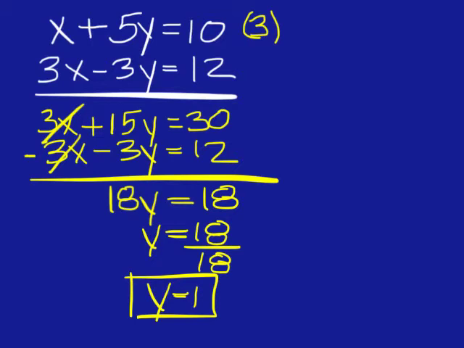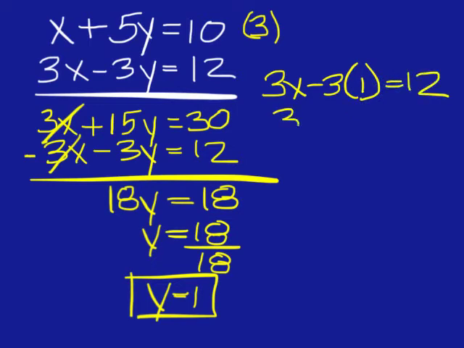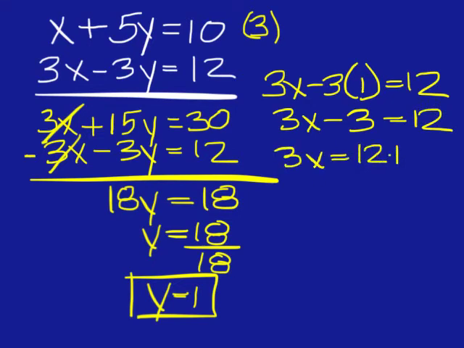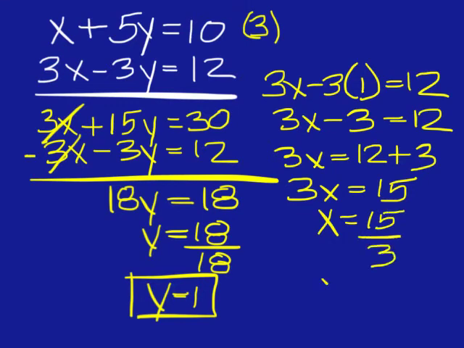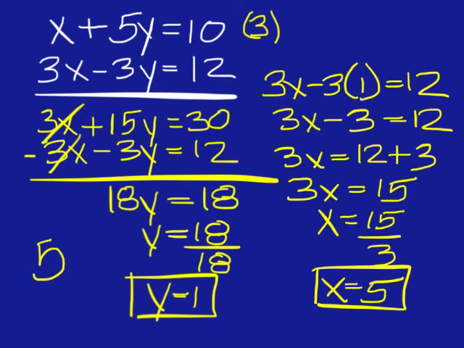Now plug that back into one of these two equations, this one or this one. I am going to choose this one. That will be 3x minus 3 times 1 equals 12. Simplify that to minus 3. Move that minus 3 to the right side and make it plus 3. That will give you 15. And 15 divided by 3 is 5. So your final answer is 5, 1.